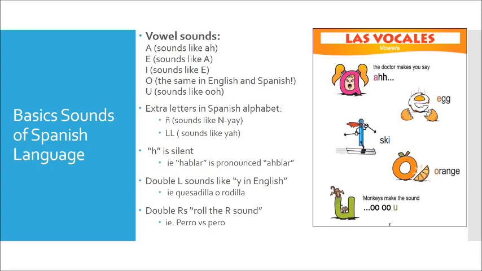Other things to note, that in Spanish the H is silent. So if you're saying hablar, which is spelled H-A-B-L-A-R, you're saying "ablar". Also, when there's a double R, you sort of roll the R sound with your tongue. So, such as the word perro, P-E-R-R-O. And a lot of times you have to practice it because it doesn't come naturally if you're not a Spanish speaker.